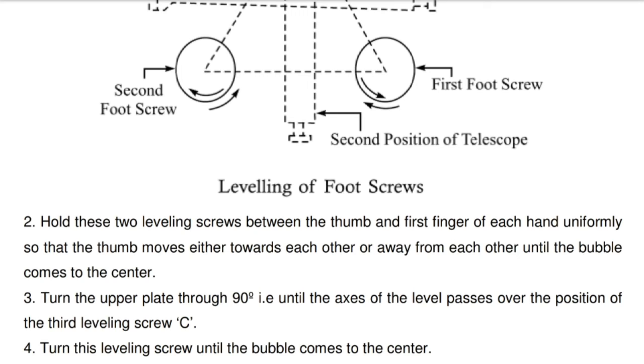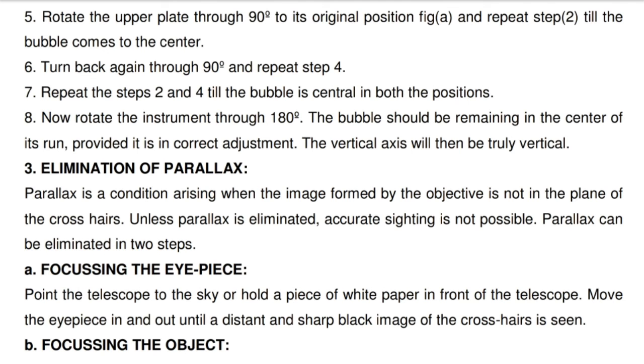3. Turn the upper plate through 90 degrees, that is until axis of the level passes over the position of the third leveling screw C. 4. Turn this leveling screw until the bubble comes to the center. 5. Rotate the upper plate through 90 degrees to its original position, figure A, and repeat step 2 till the bubble comes to the center. 6. Turn back again through 90 degrees and repeat step 4. 7. Repeat the steps 2 and 4 till the bubble is central in both the positions.